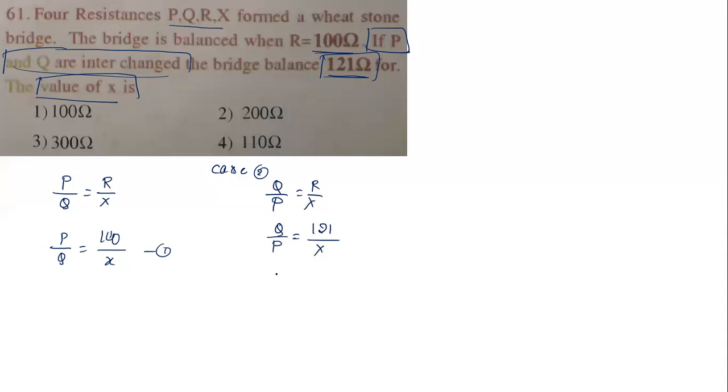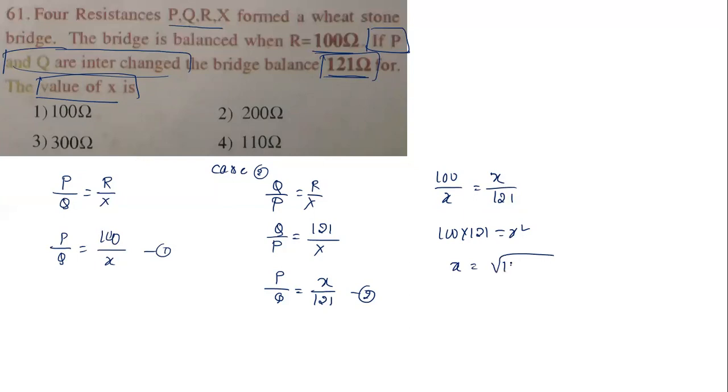Now can I take the reciprocal? So it will become P by Q equal to what now? X by 121. Now compare with the first equation. Equate these two equations. You'll get 100 by X equal to X by 121. Cross multiplication we will do. So 100 into 121 equal to X square. Then X equal to what now? Square root of 100 into 121. Square root of 100 is how much? 10. Into square root of 121, 11. So it will become what now? 110.